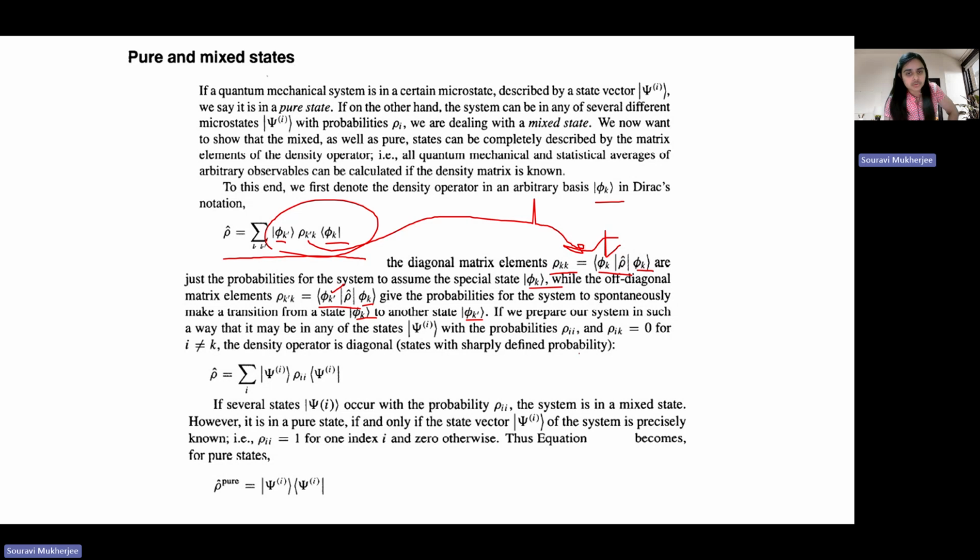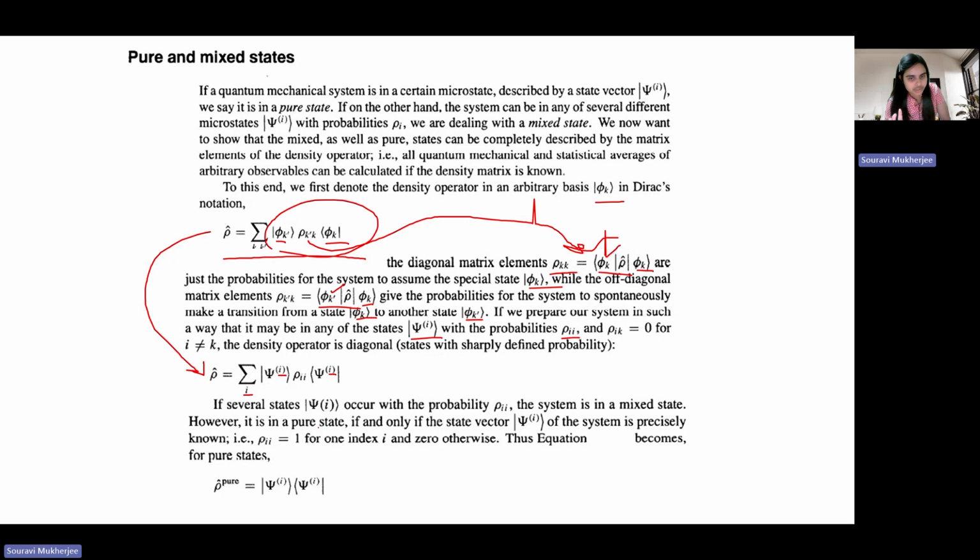Now if you prepare your system in such a way that it's in one of the states psi i with some probability p i, and p i k goes to 0 for i not equal to k, then what happens? The density operator becomes diagonal. That means all the off-diagonal terms are 0 in the density matrix. Then you can simplify this further and write it as something like this. Now you only have a summation over i. Only the outer products with the same state vector survive.